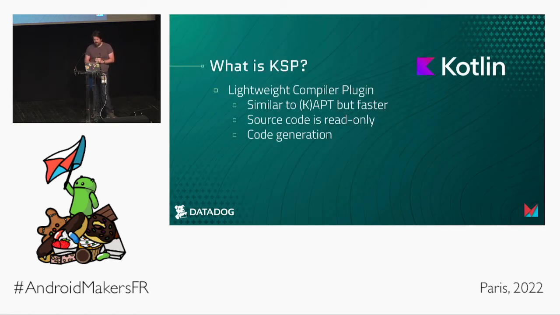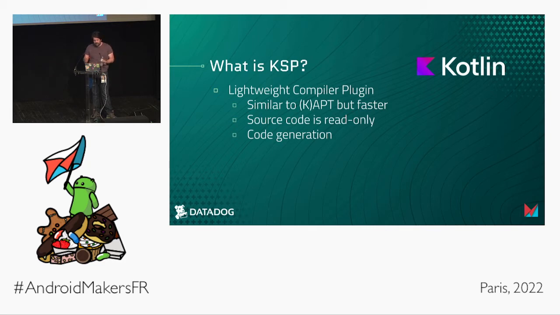So what is KSP? The Kotlin Symbol Processor is a lightweight compiler plugin that's embedded in Kotlin, which is very similar to APT and KAPT. APT, if you've been working in Java, is the Annotation Processing Tool, which allows you to detect some classes or some methods that have a specific annotation, read them at compile time, and do something about them. KAPT was the first thing that Kotlin did to match this, which is the Kotlin Annotation Processing Tool that uses the APT APIs, but it's still within the Java world.